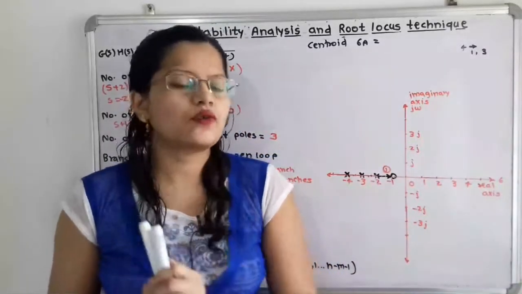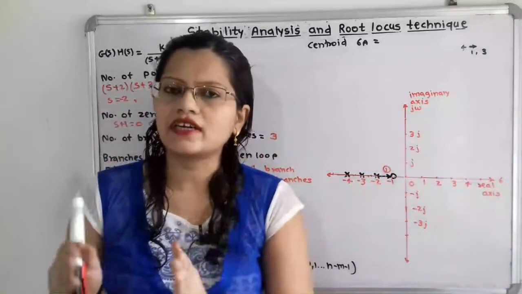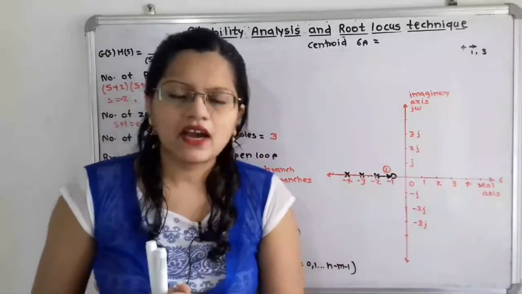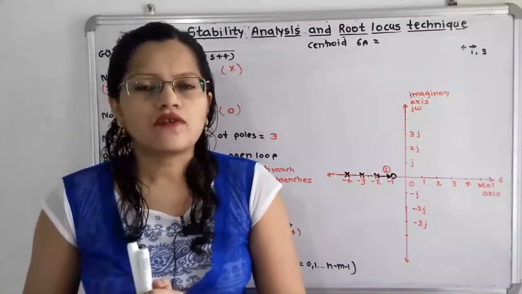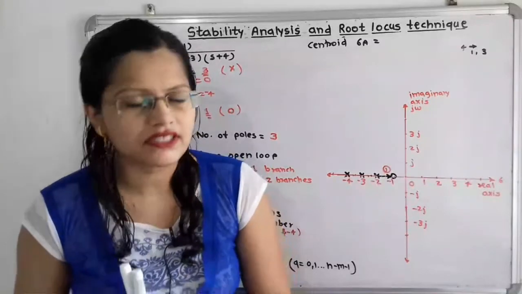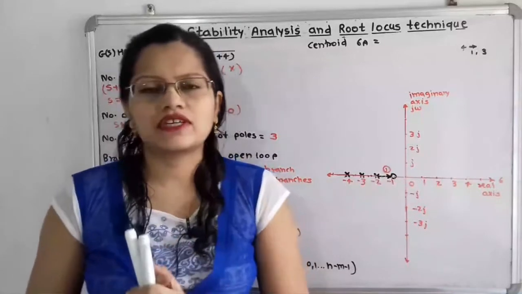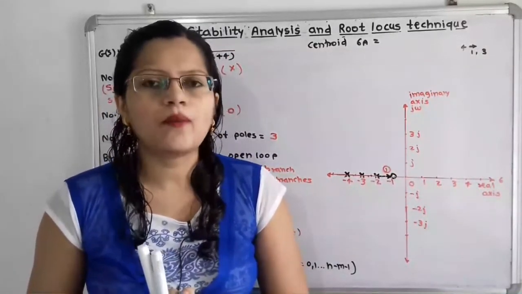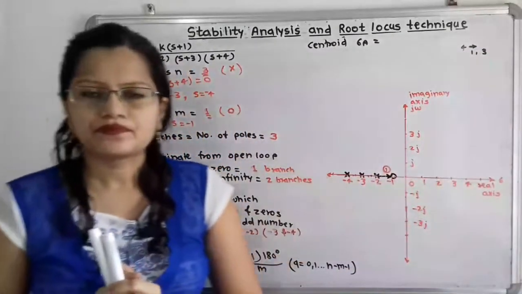Now here there are 2 branches that will terminate to infinity. So first we will calculate the asymptote. Now what is this asymptote? Asymptotes are the lines along which the branches terminate to infinity. So for that we have to find the angle made by this asymptote with the real axis, and then we will calculate the centroid also. Now what is this centroid? Centroid is the point of intersection of the asymptote on the real axis.